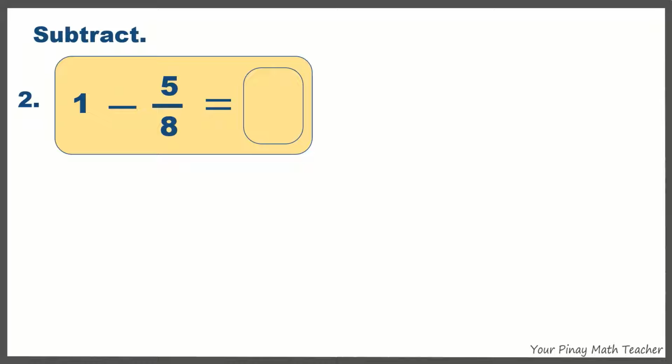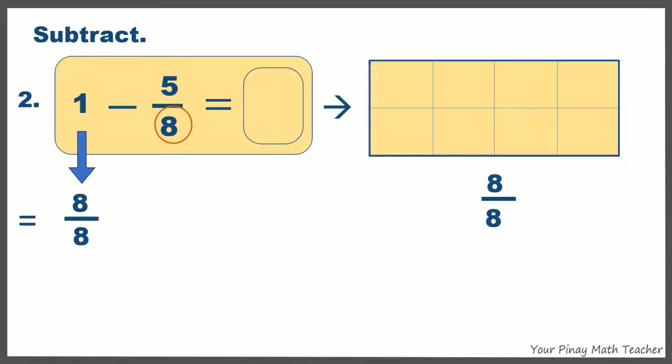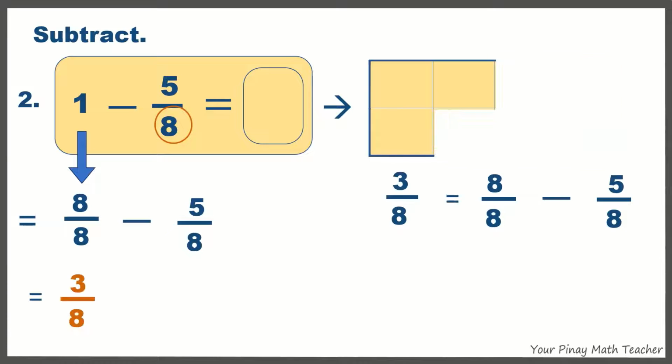Example 2. 1 whole minus 5/8. Since our denominator is 8, we have to divide the whole rectangle into 8 equal parts, which can be renamed now as 8/8. Subtracting 5/8 from 8/8, we get a difference of 3/8.